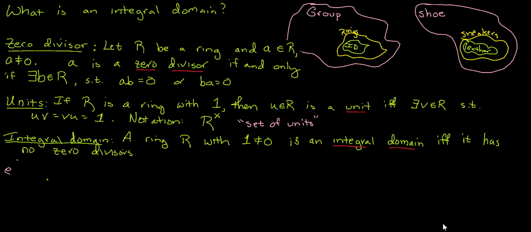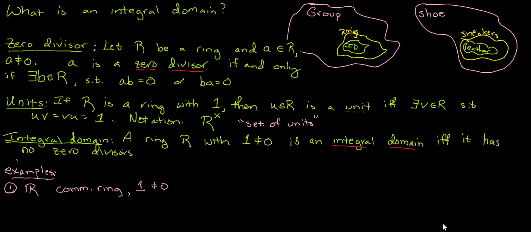not? So examples, and the first one I'm going to look at is the ring of real numbers. So we've talked about this. This is a ring. In fact, it's a commutative ring. We've shown that in another video. And it does have an identity. It has a 1 that's not equal to 0.